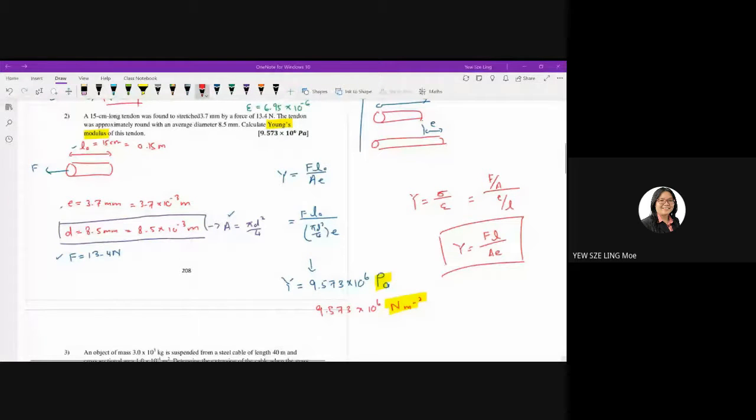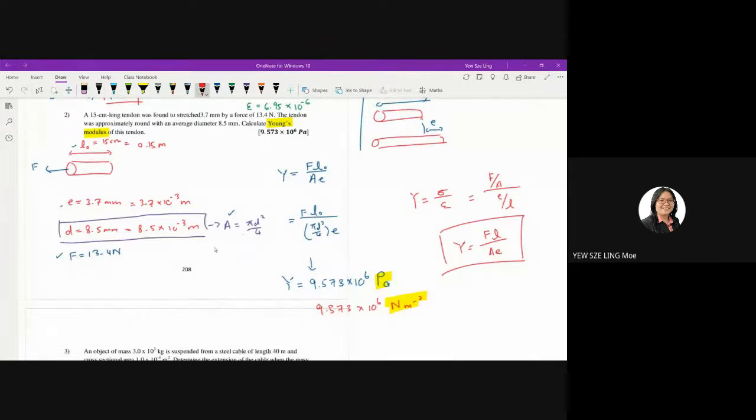So the area, let's see. If you calculate the area correctly, you are going to obtain 5.67 times 10 to the power of negative 5 meter square. Kalau anda kira area dengan betul, this is the value that you will obtain. So done. That is question number 2.